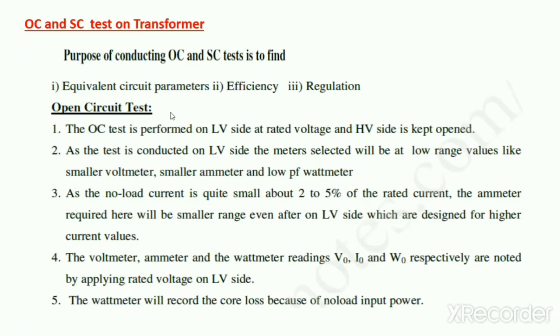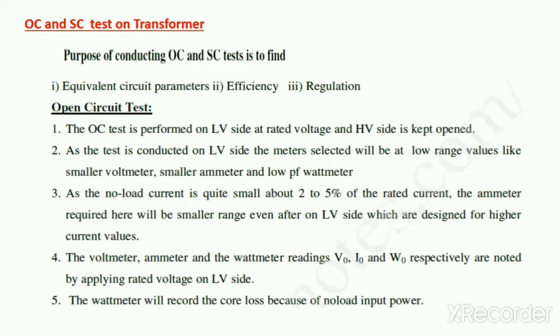First, coming to the open circuit test. The OC test is performed on the LV side at rated voltage, and the HV side is kept open. Open means open circuit test. That's why the high voltage side is open circuited and the LV side is where the OC test is conducted. Therefore all the equipment will be connected on the LV side of that transformer. That is the conducting procedure for the open circuit test.